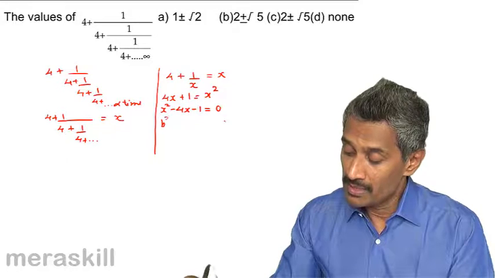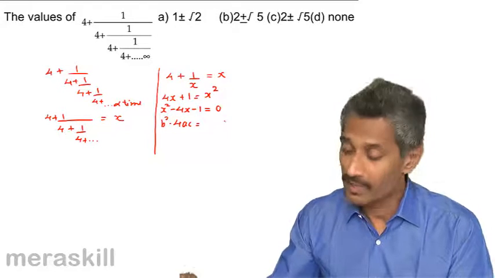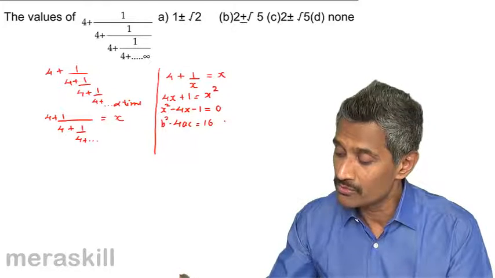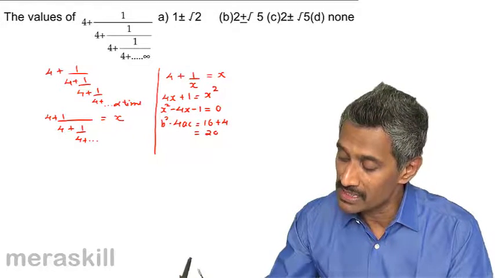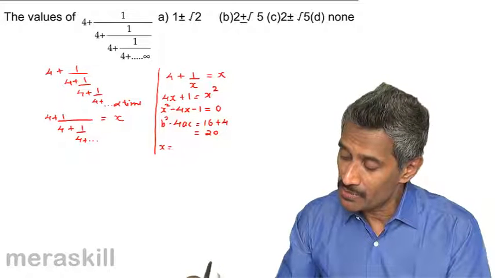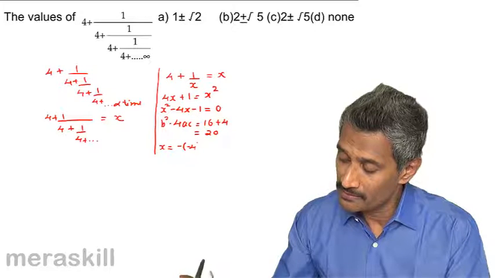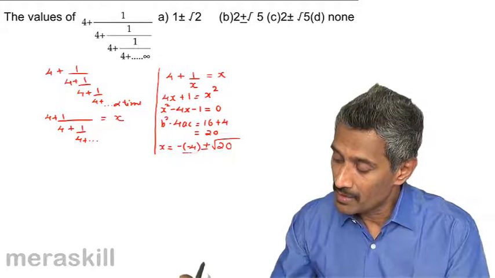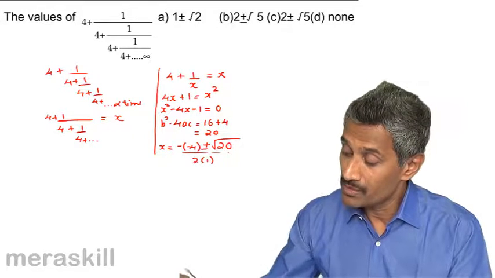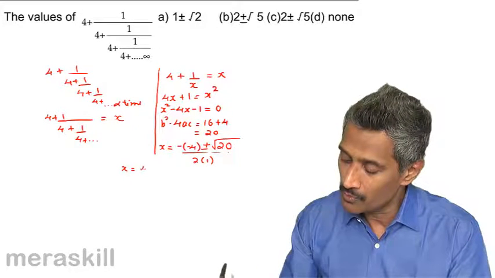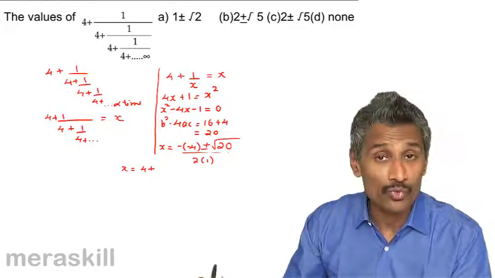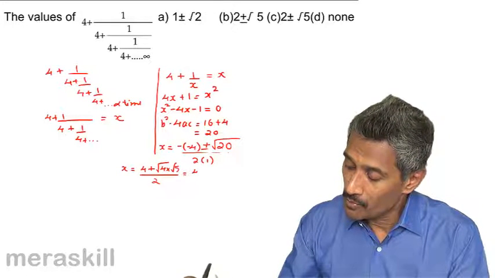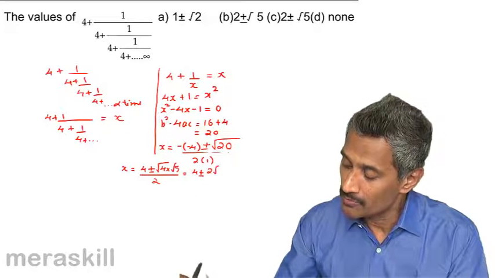Now here, b square minus 4ac is minus 4 square, which is 16, minus 4 into 1 into minus 1, minus 4 into 1 is minus 4, into minus 1 is plus 4, which is going to be 20. And x is going to be minus b, minus of minus 4, plus or minus root of b square minus 4ac, that is 20, upon 2a, which is 2 into 1. So ultimately x is equal to 4 plus or minus root 20, which can be written as root 4 into root 5, upon 2, which would become 4 plus or minus 2 root 5 by 2.